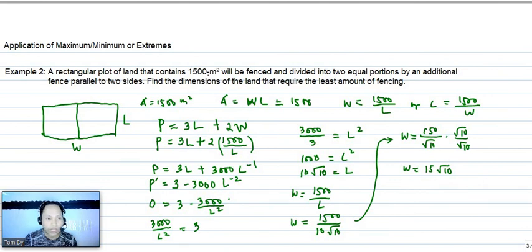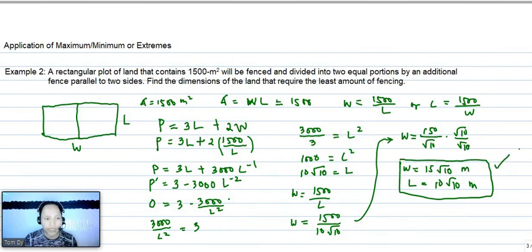Now take note, our area is 1,500 square meter. Therefore, our unit now is in terms of meter. So our length, again, I will write our length here. I am rewriting the length, that is 10 square root of 10 meters. So these are now our final answer for this particular problem.